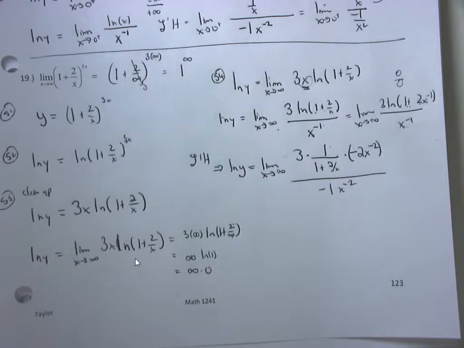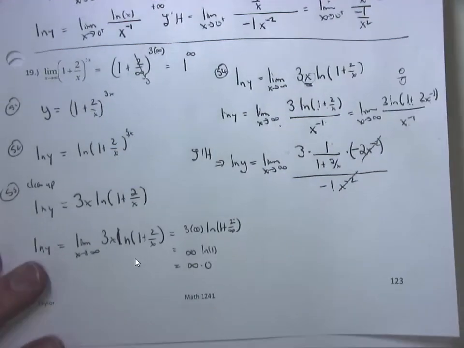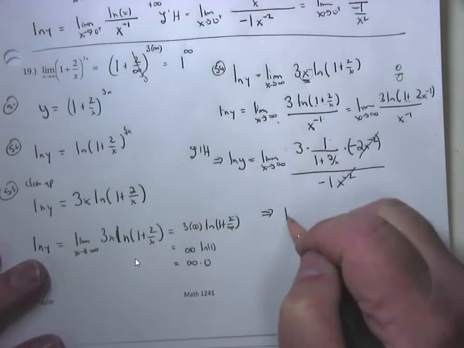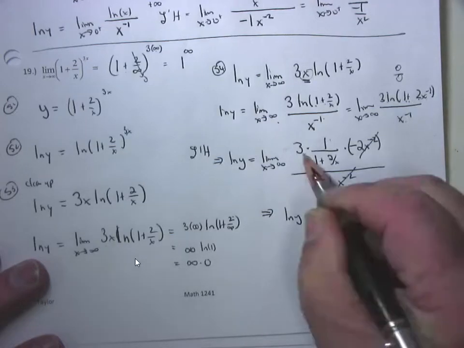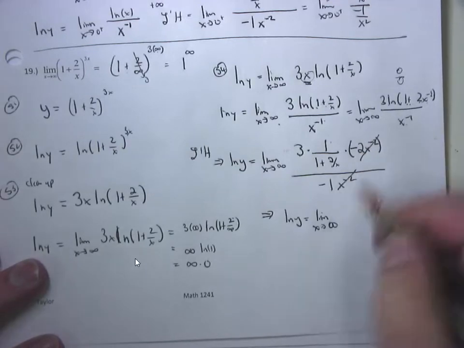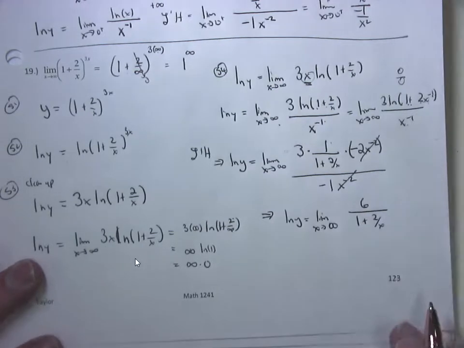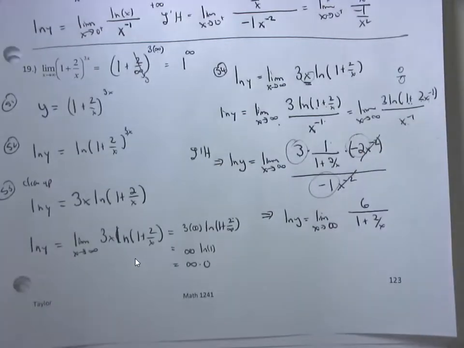What cleans up on this thing? What do you see canceling? The x to the negative 2's cancel. This cancels with that. Strict multiplication and division, when things cancel. What are you left with? This implies that the natural log of y is equal to the limit as x approaches infinity of 3 times negative 2, which is negative 6, divided by negative 1, is 6 over 1 plus 2 over x. I just cleaned them up and put my constants. 3 times negative 2 divided by negative 1 makes the 6.